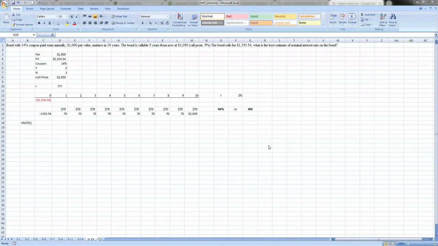For question 515, we have a bond that pays a 14% coupon semi-annually relative to a $1,000 par value. So this means we're receiving an annual coupon payment of $140, but it's semi-annual, so we're receiving $70 every 6 months. This bond will mature in 30 years, and the bond is callable in 5 years from now at $1,050. That's implying that there's a call premium of 5%.